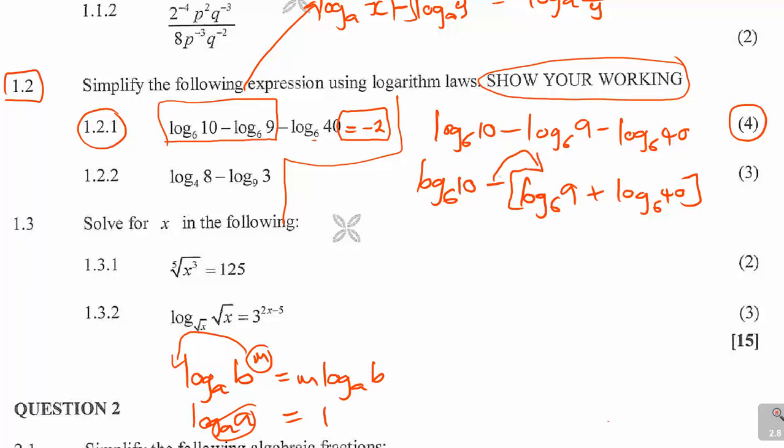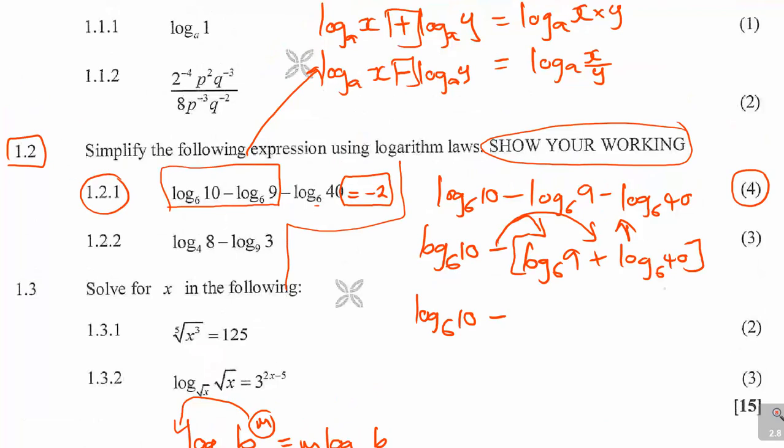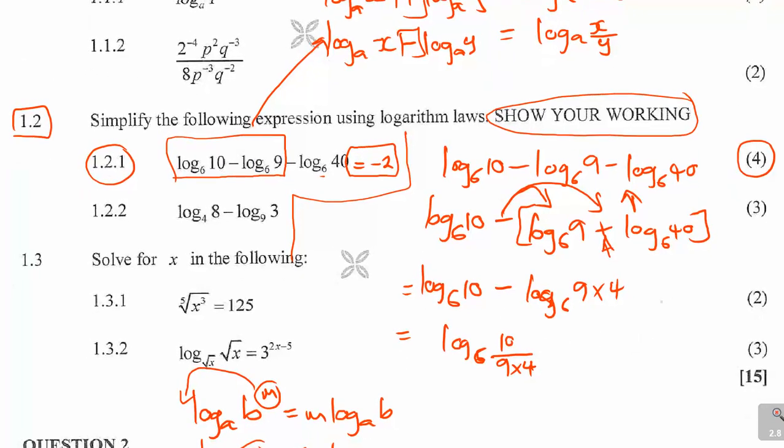Remember, when I take the negative here and I take the negative here, it will take you to the top. So that is why I'm saying take out the negative, so that you have got log base 6 of 10 minus, you apply the first law here, which uses the plus. So there is our plus. So our first law there says you must say log in base 6 of 9 times 40. Then which is equal to log base 6 of 10. Now the minus means you divide 9 times 40.